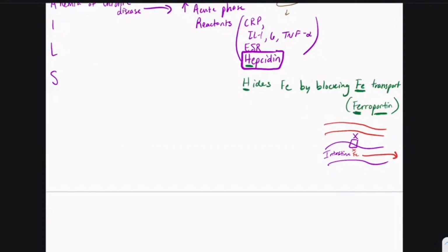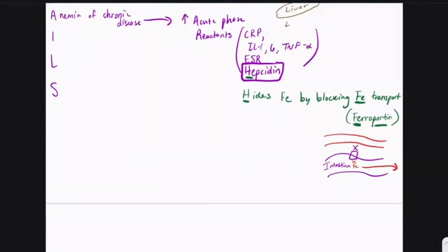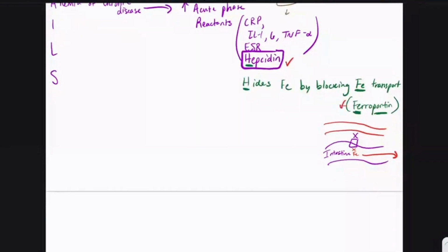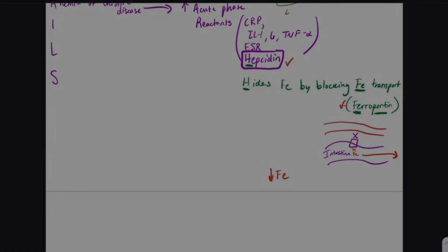Big thing to know about anemia of chronic disease is if you understand this pathway where the acute phase reactant hepcidin causes ferroportin blockage, so now you can't transport the iron, it kind of makes sense that you're going to have really low iron levels. All right, so it basically causes an iron deficiency due to a chronic disease. Okay, so that's how you can walk through anemia of chronic disease in your head.